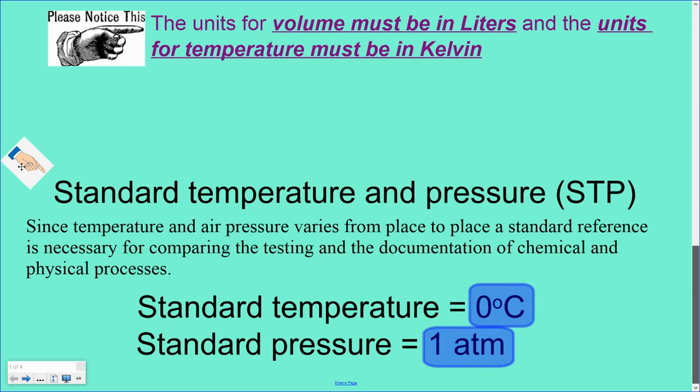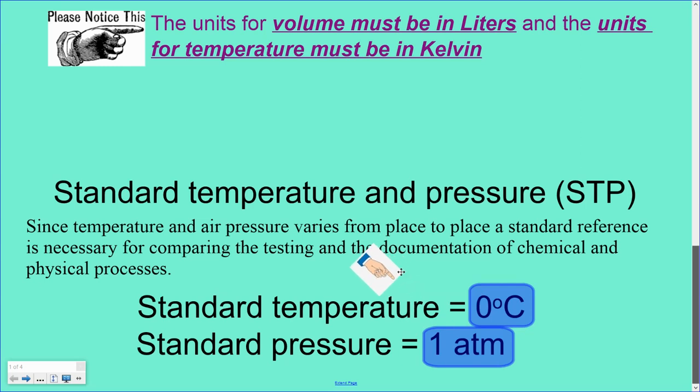They call it STP. Standard temperature is defined as 0 degrees Celsius. Standard pressure is 1 atmosphere. So if one scientist is talking to another scientist, say, hey, I'm studying this gas at standard conditions, that scientist knows that they mean 0 degrees and 1 atmosphere.